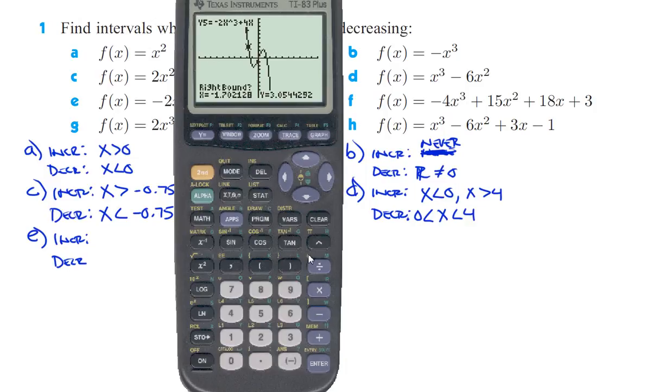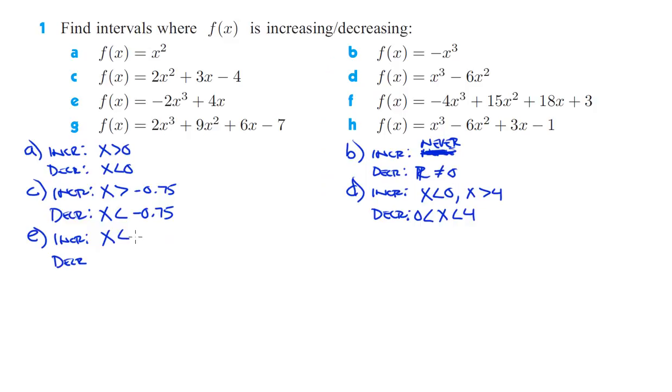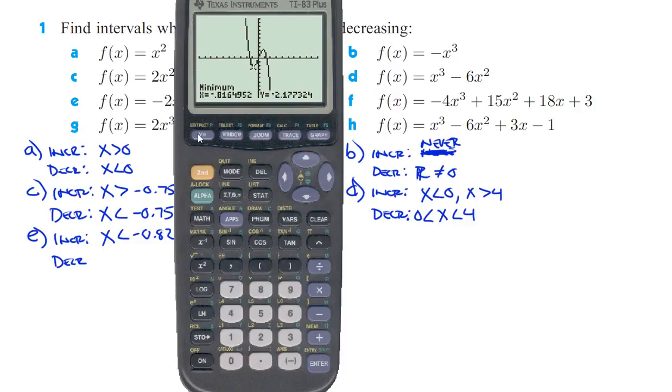Okay. All right, so that minimum there is at negative 0.8. Let's go with negative 0.82. So it is decreasing as long as X is less than negative 0.82. Okay, it's then increasing from negative 0.82 up to whatever that maximum is. So let's find that. All right. Find that maximum point there is positive 0.82. Okay. So it's increasing from negative 0.82 to positive 0.82.